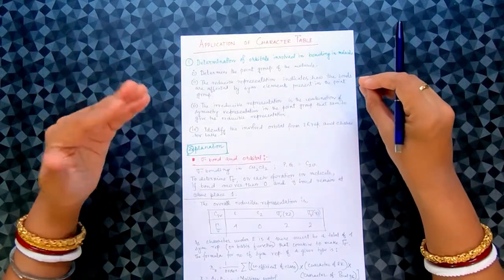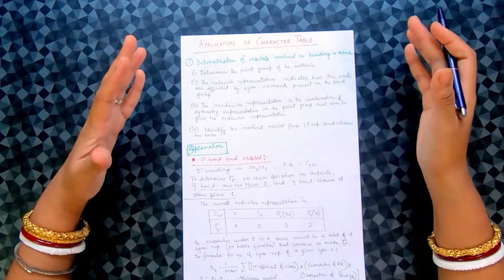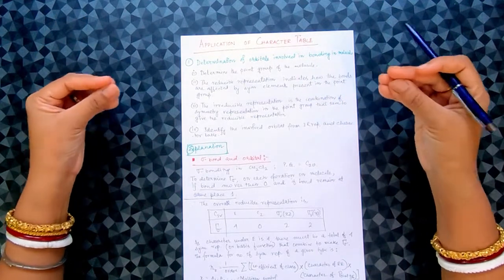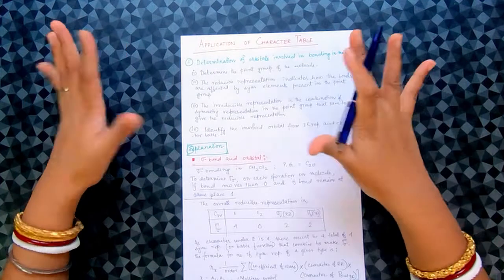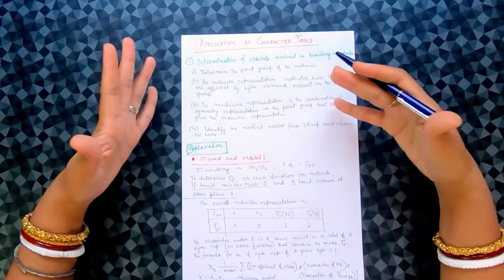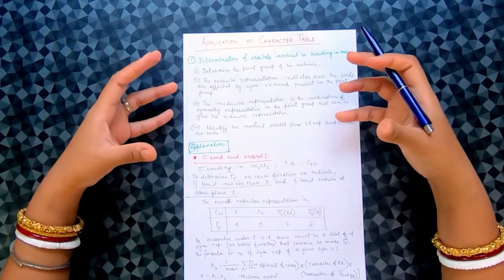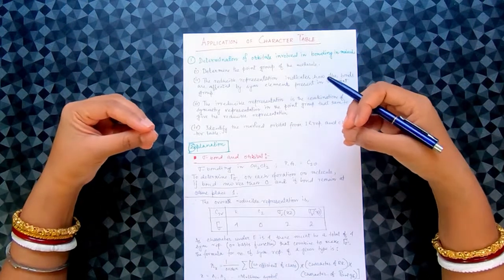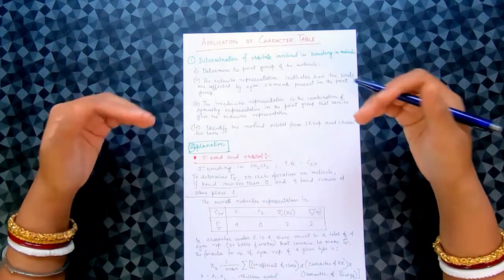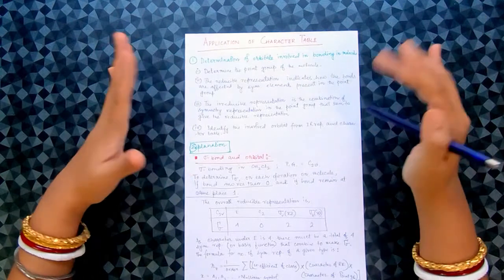Because in my previous video I have discussed the great orthogonality theorem and how it is related with the irreducible representations of a particular point group. So you can go through that and you can get an idea about how the character tables are constructed, and what fundamental ideas we can get from a character table.